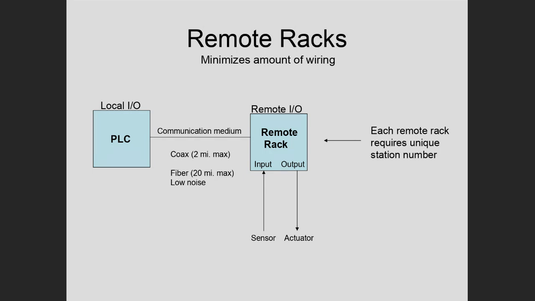So the takeaway here is, know why we use remote racks or remote PLCs, why we would network racks or PLCs. The reason we do that is to reduce or minimize wiring. And you want to know the mediums. The main mediums are coaxial cable or fiber. I said there were 3, because the one that I didn't talk about is, of course, wireless.